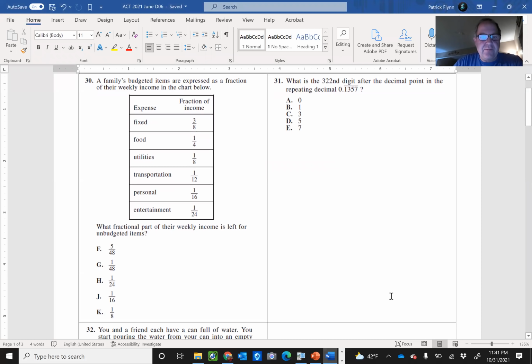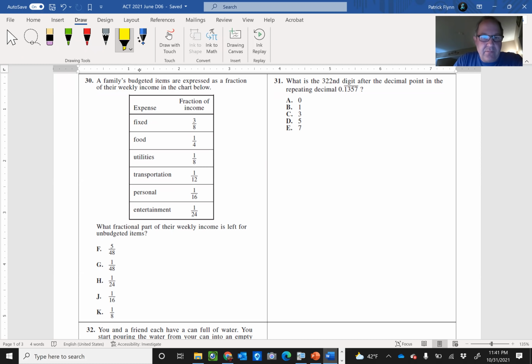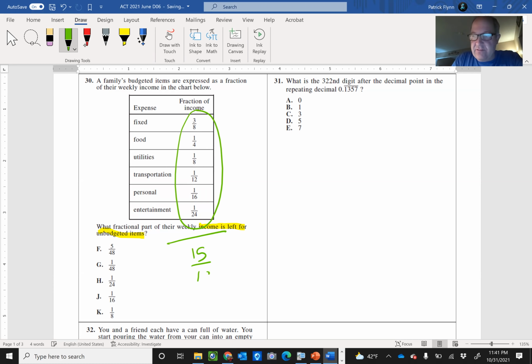Question number 30. The question says, how much income is left for the unbudgeted items? Well, if we add up all of these fractions, and again, I would say use your calculator, they add up to be 15 out of 16. Well, that leaves 1/16 left for us. Answer is letter J.